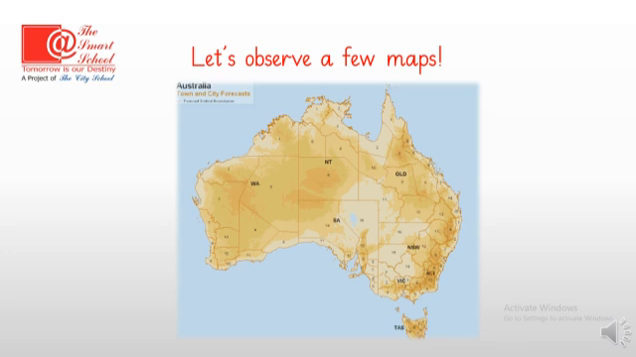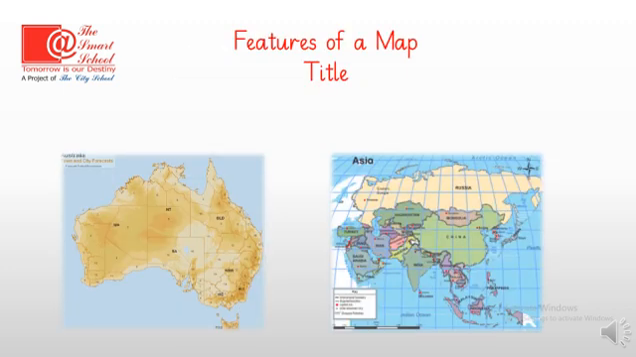What is written here in bold? Yes, it's written Australia, town and city forecast. So what comes in your mind after reading these words? Yes, we come to know that we are going to get something like a weather forecast of the town and city of Australia. So, title is the first feature we are going to discuss.